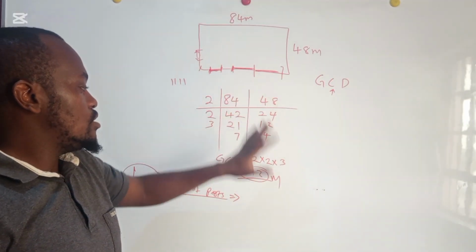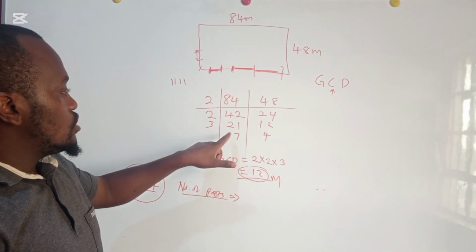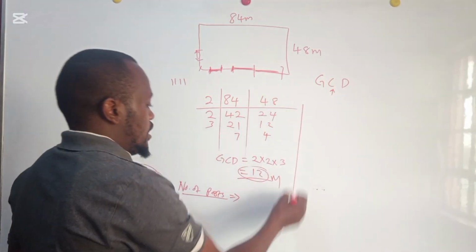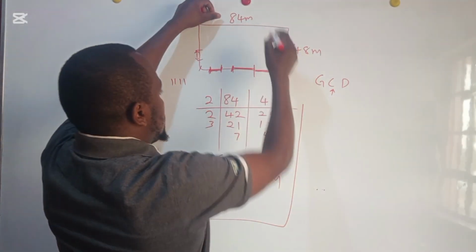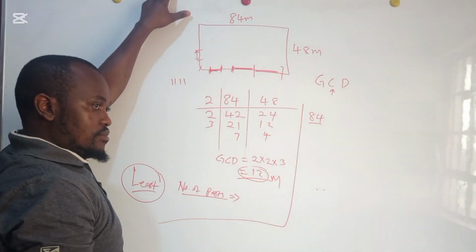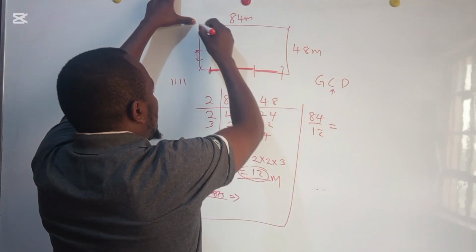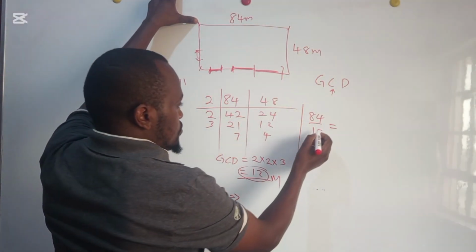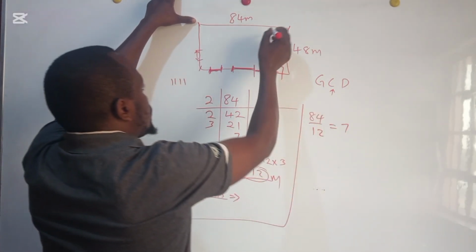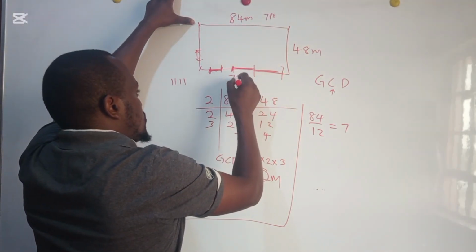The distance that you have found is 12. So how are you going to use it? You are not going to use this one directly. I know you can, but let me show you the correct way. You have 84 meters on this side, and the distance between the posts is 12. So how many posts are you going to have here? 84 divided by 12, that is 7. You are going to have 7 posts here, and here, 7 posts.